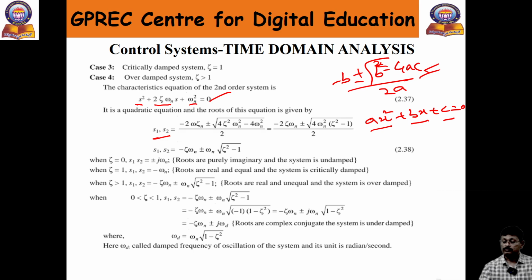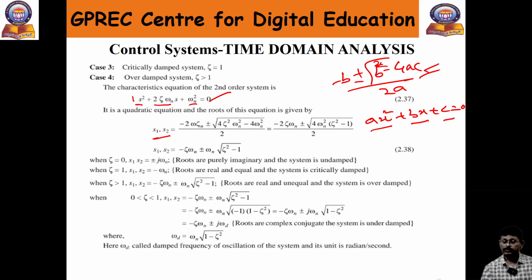So these are the roots. Same I am writing: minus b. What is minus b here? 2 zeta omega n is b. Plus or minus root of b square. What is b here? 2 zeta omega n. We square it: 4 zeta square omega n square, minus 4ac. What is a here? a is the constant 1. c is omega n square. So minus 4 omega n square, divided by 2.